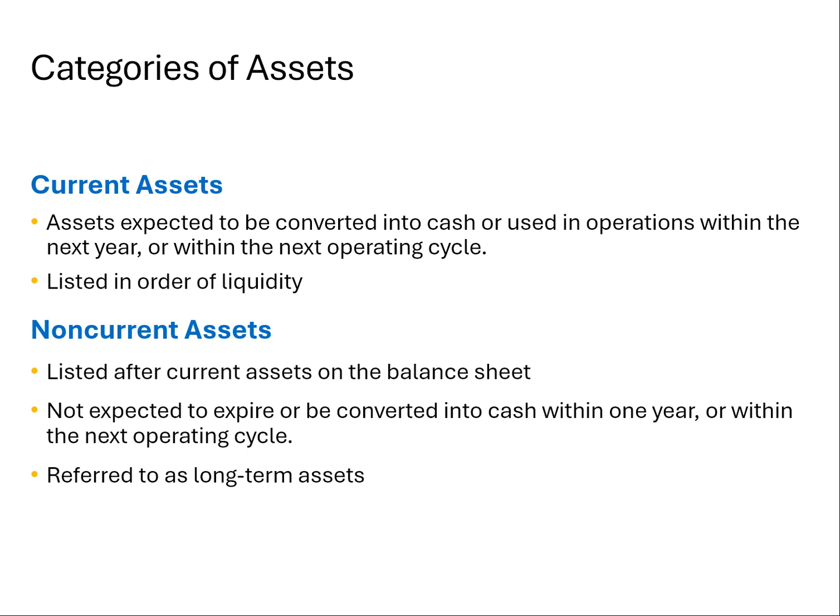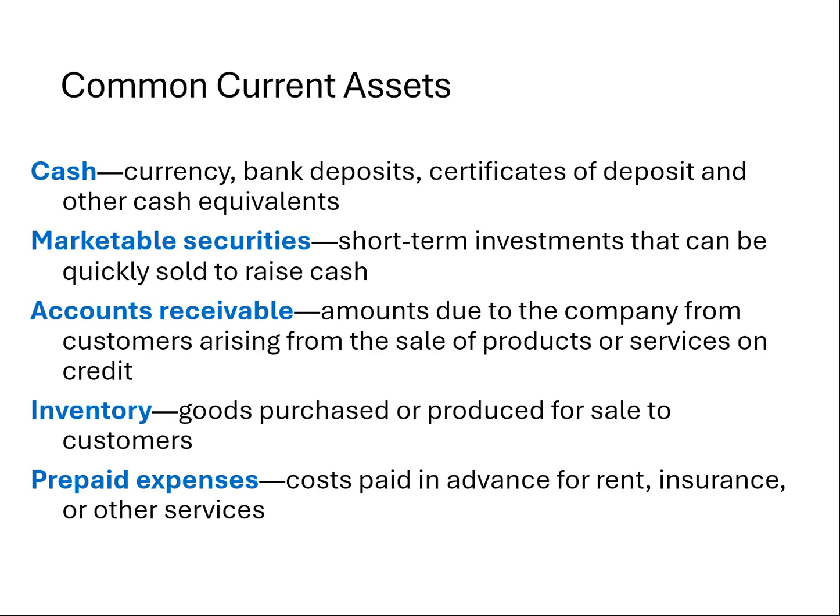Right, so let's talk about common accounts for current assets. First, we have cash, right? Cash, currencies, bank deposits. So certificates of deposit and other cash equivalents. Cash equivalents are like cash, but they're not cash. Cash equivalents are very short-term investments that have virtually no risk.